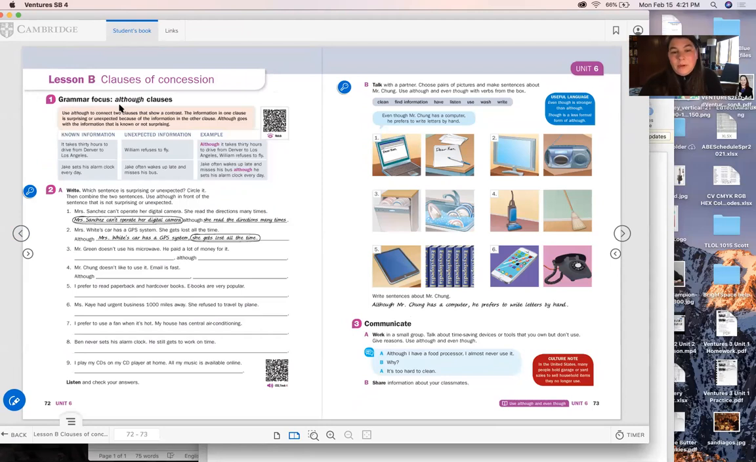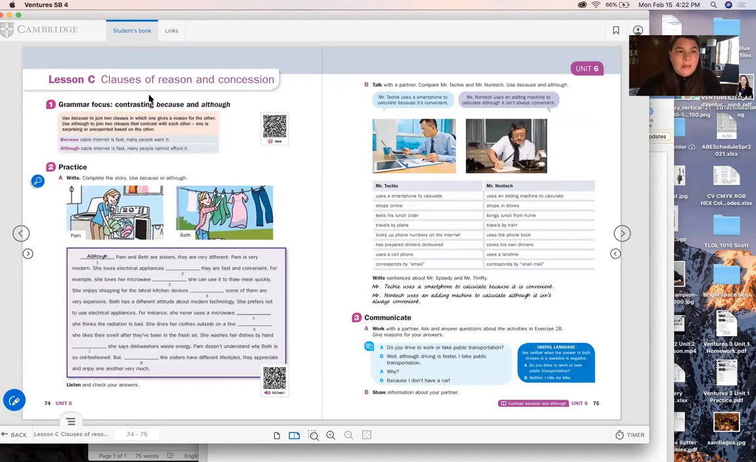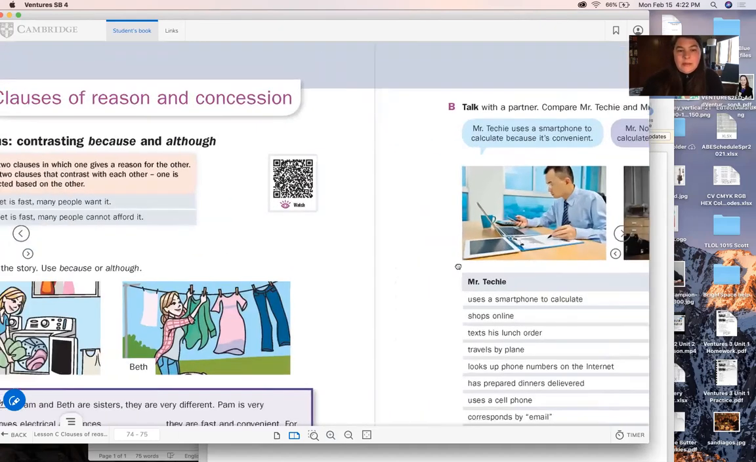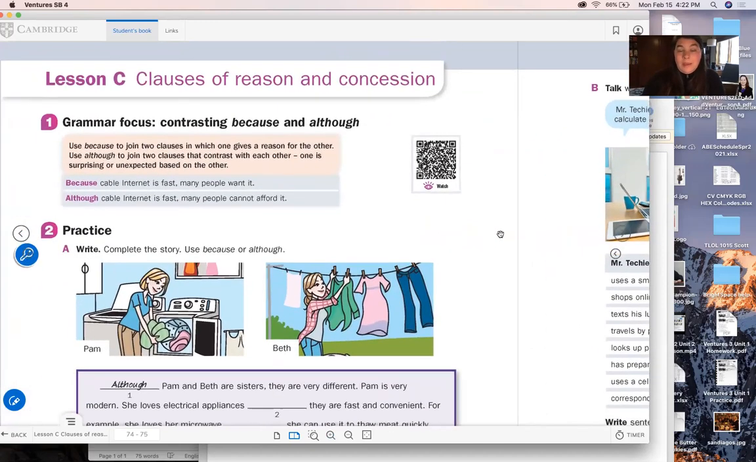And if you remember, although and even though mean the same thing. Okay, so I can say, even though it's cold outside, my house is warm. It shows a surprise or a change. So today we're going to continue with although and add in because. So we're going to practice using although and because. So let's look at this quickly and then we'll look at the video here.